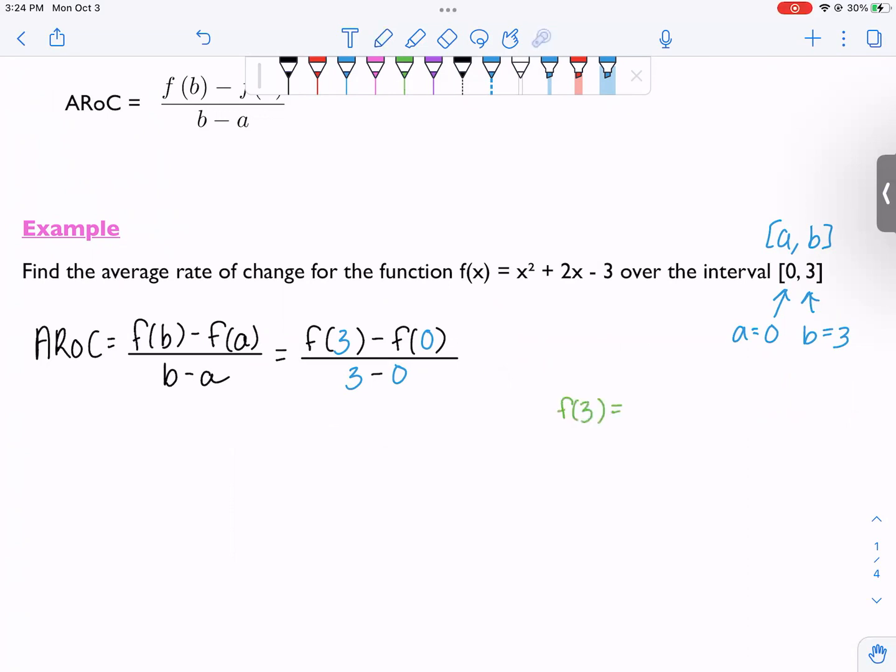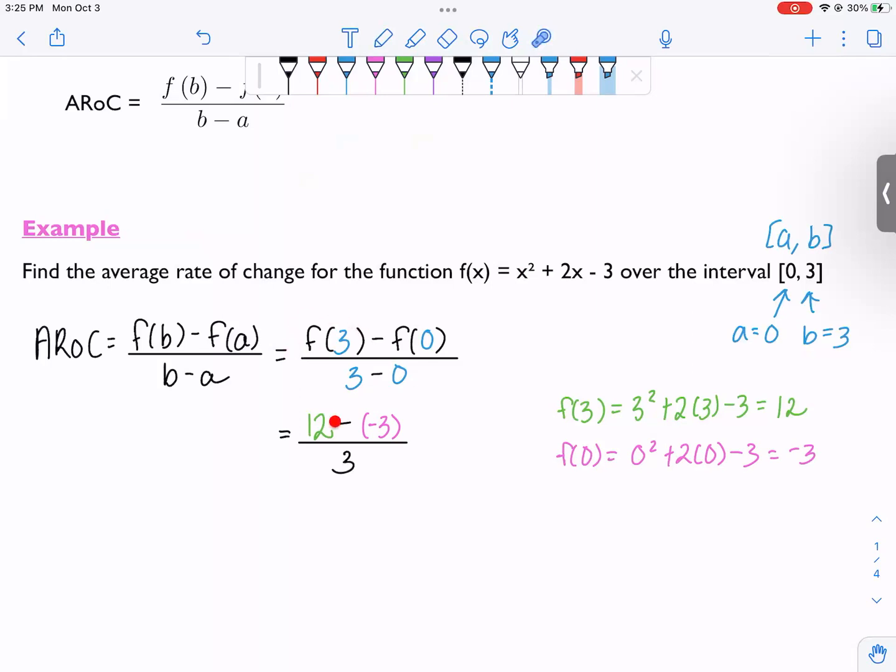F of 3, plugging in 3 for x, we have 3 squared plus 2 times 3 minus 3. Let's say we have 9 plus 6 is 15 minus 3 is 12. So f of 3 is 12. Minus f of 0, which is plugging 0 into that function. 0 squared plus 2 times 0 minus 3. That's just negative 3. And then simplifying 3 minus 0 here at the bottom, that's just 3.